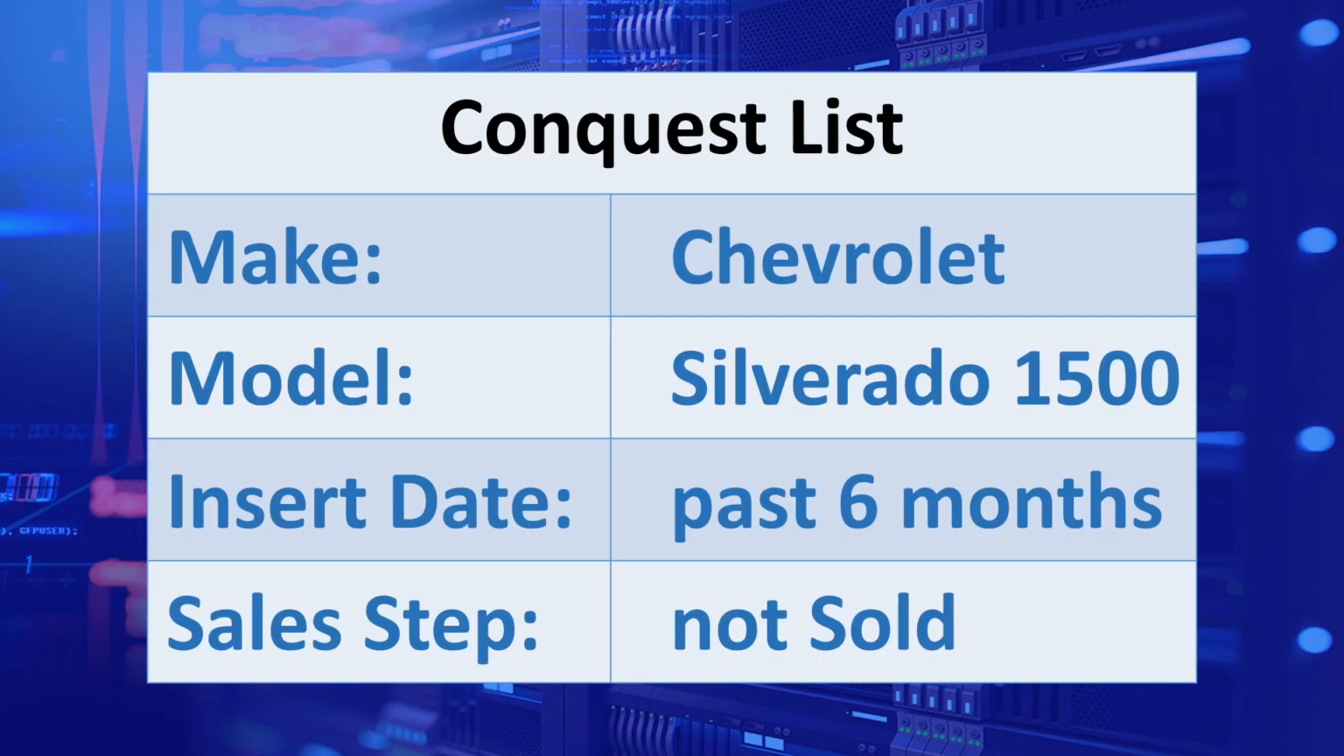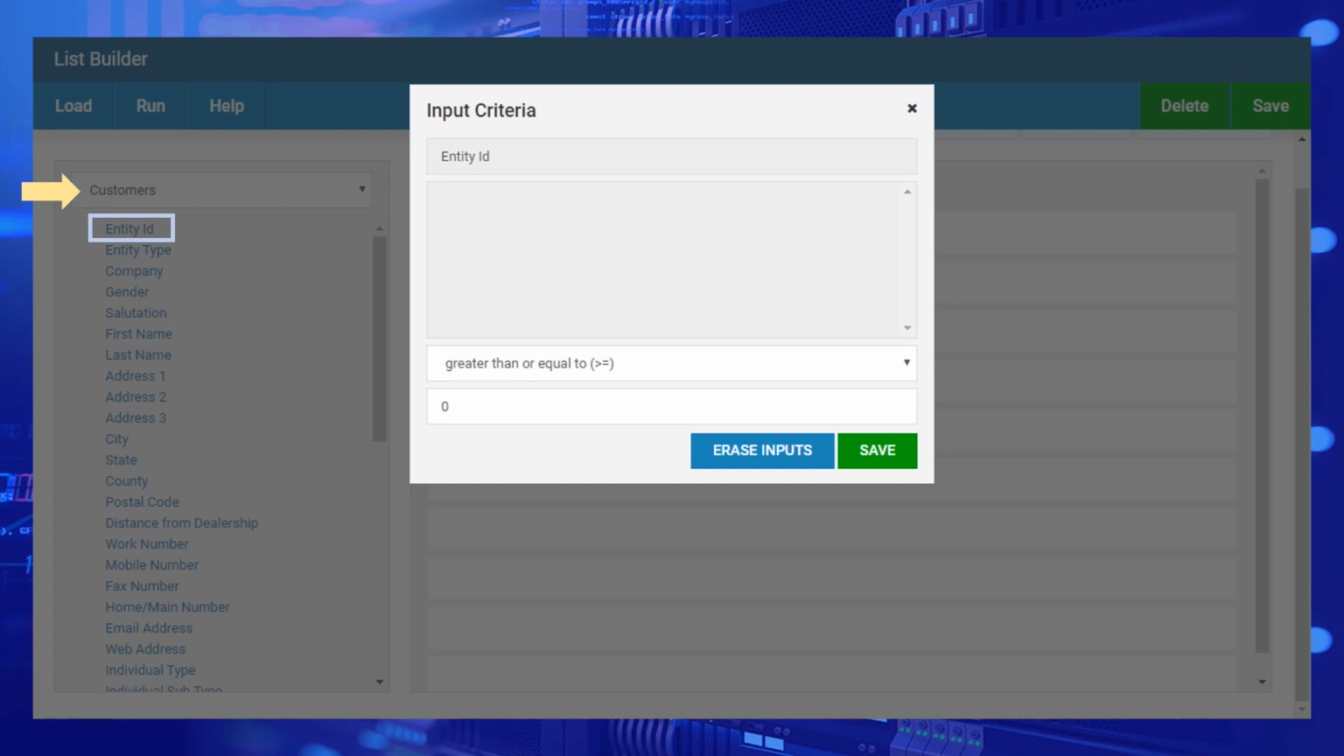Now that we've covered the basics, let's create a sample list. In this query, I'll be targeting customers that were looking at Chevy Silverados for the past 6 months that have not yet purchased, according to the information added to DealerSocket. A best practice is always to start with the customer category, choosing entity ID, and making that greater than or equal to 0. This parameter pulls all of your customers into the query, and from here, we will refine the list. Don't forget to click Save.